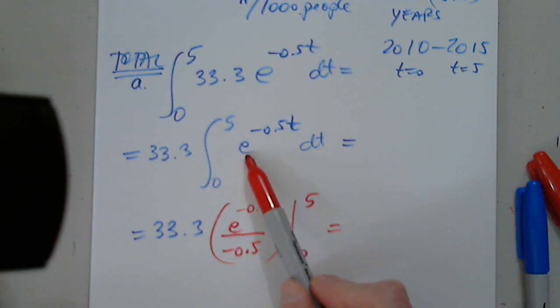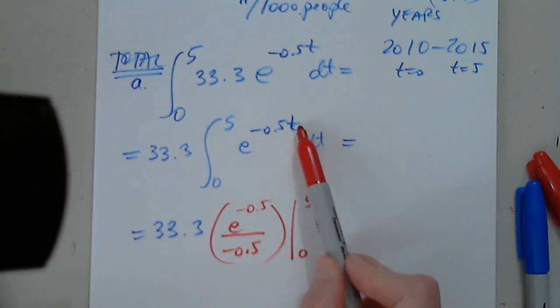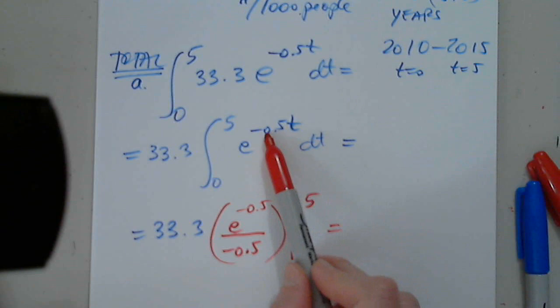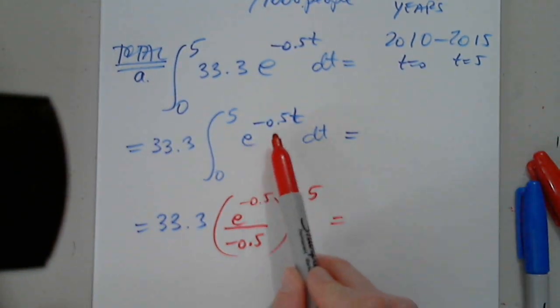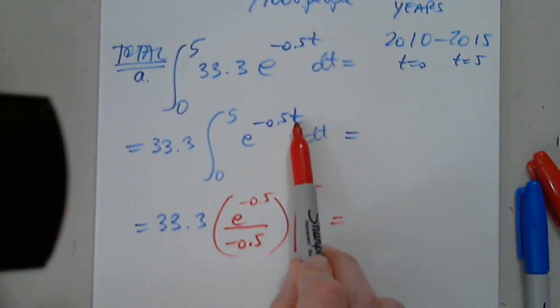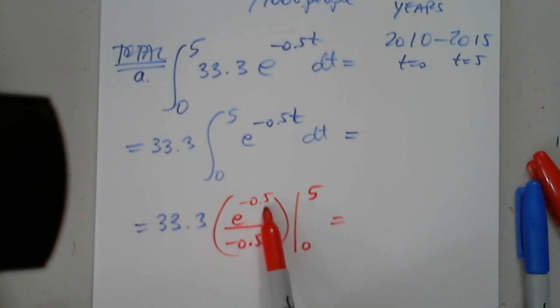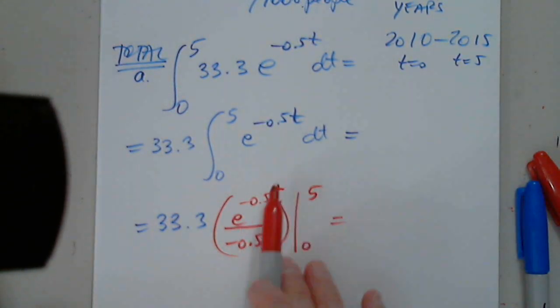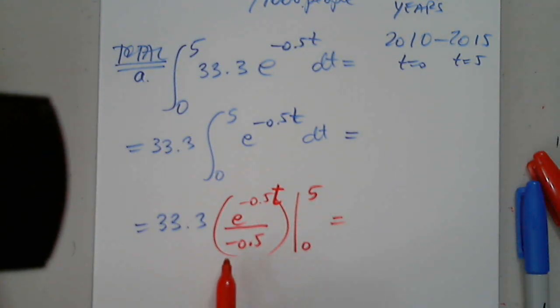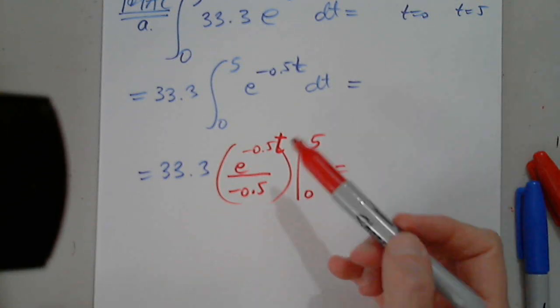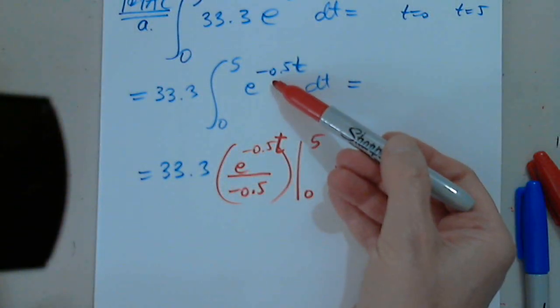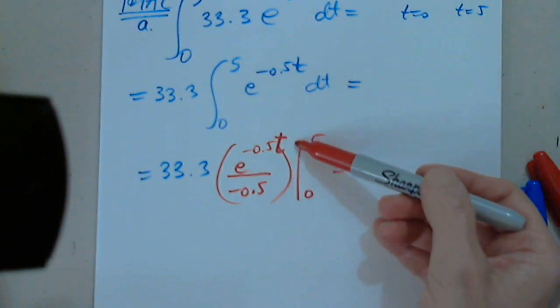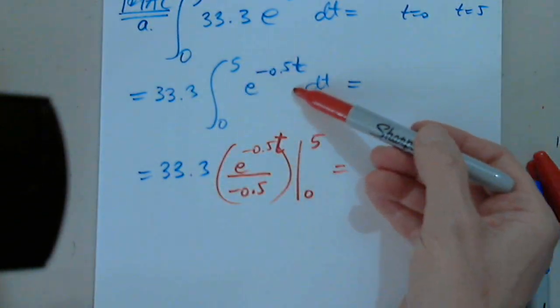The integral of e to a constant times t, or x, it doesn't matter the variable, e to a constant times the variable is e to that constant times the variable, divided by negative 0.5. When you differentiate this, you will get that. Guaranteed. This function prime is this function.